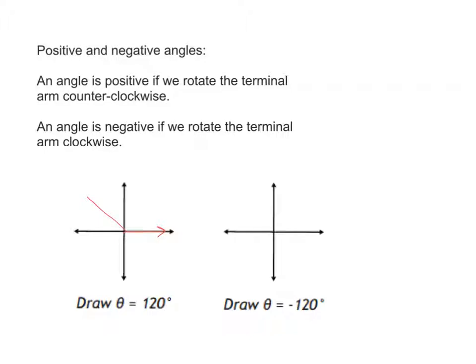Well, it actually looks a lot like the one I drew, doesn't it? That would be 120 degrees here. But when it asks to draw negative 120 degrees, the initial arm's still at the same spot, but instead of going counterclockwise 120 degrees, we're going to go clockwise 120 degrees and end up down here.